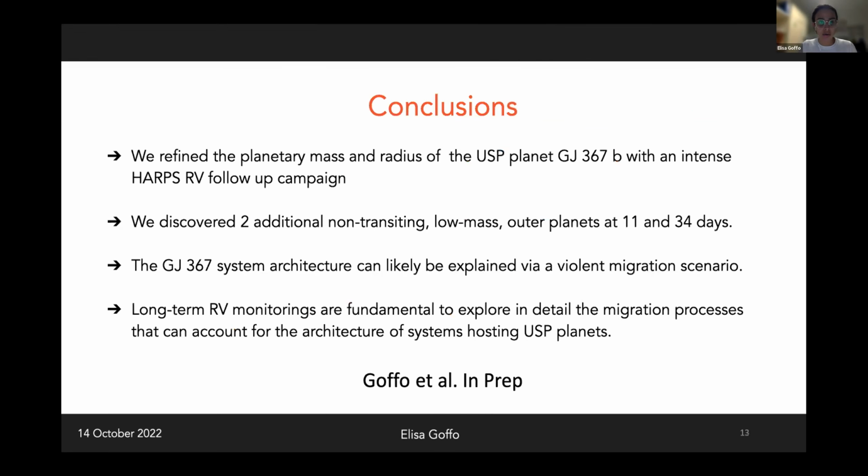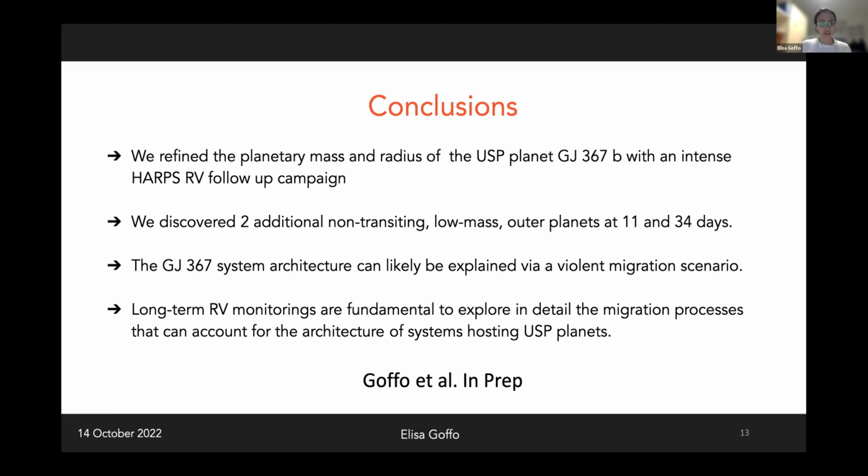So to conclude, we refined the planetary mass and the radius of the USP planet GJ 367b with an intense ARPS radial velocity follow-up campaign. We discovered 2 additional long-period transiting planets at 11 and 34 days. We tried to see if we could explain this architecture with a low eccentricity pathway, but it seems that this architecture can likely be explained more via a violent migration scenario.